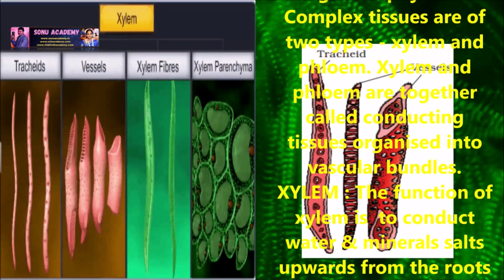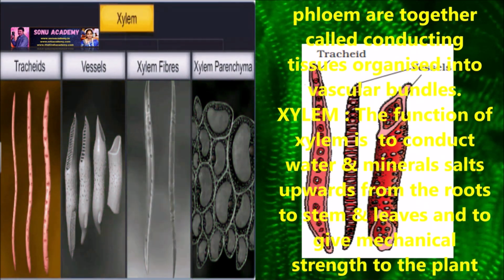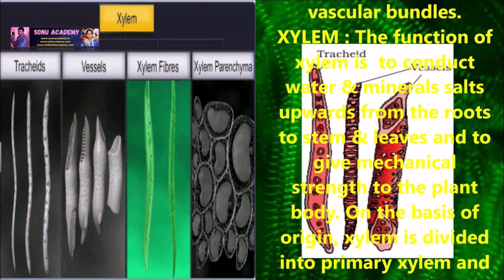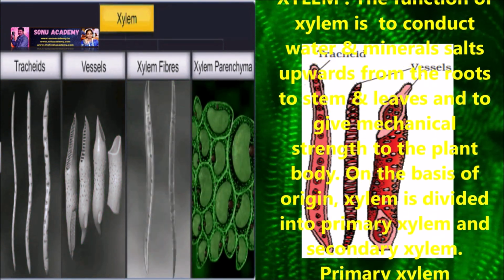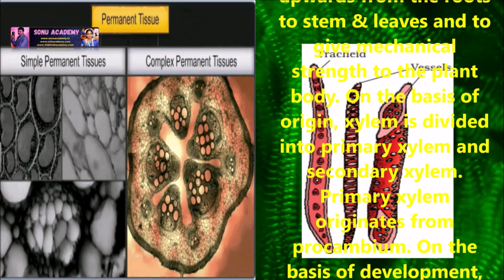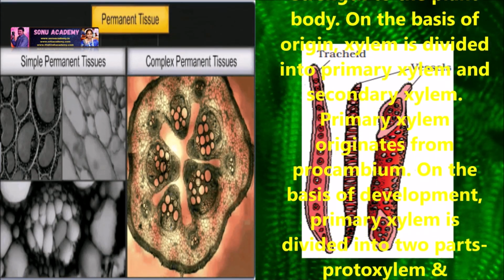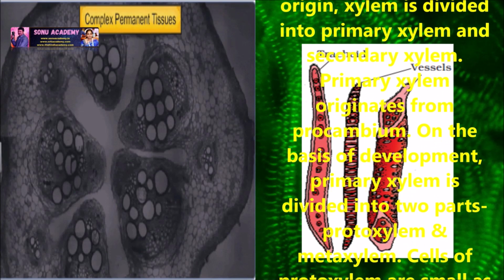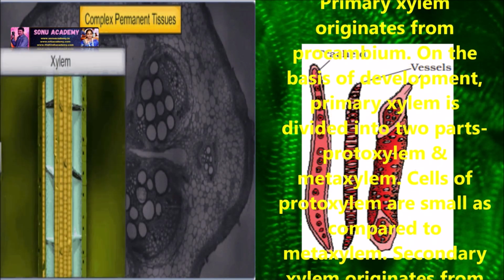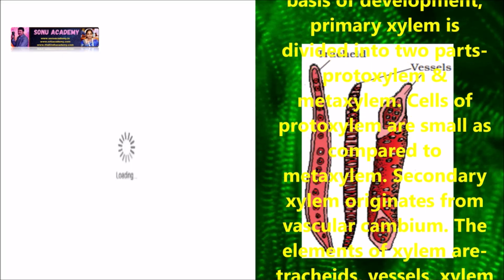Let us discuss xylem. The function of xylem is to conduct water and mineral salts upwards from the root to stems and leaves, and to give mechanical strength to the plant body. On the basis of origin, xylem is divided into primary xylem and secondary xylem. Primary xylem originates from procambium. On the basis of development, primary xylem is again divided into two types, protoxylem and metaxylem. Cells of protoxylem are small as compared to metaxylem. Secondary xylem originates from vascular cambium.